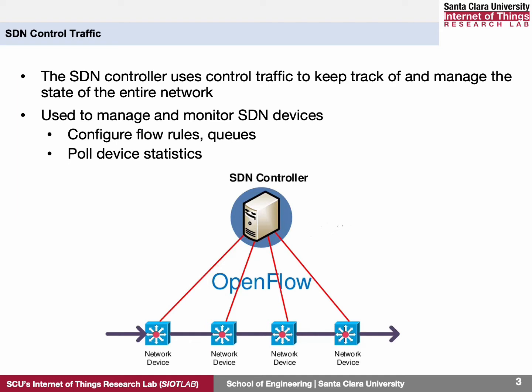So in an SDN, control traffic is very important because it is how the network controller keeps track of and manages the state of the entire network. Control type messages are used to manage and monitor SDN devices, and they can be used to configure flow rules, allocate queues, and even to pull device statistics such as flow rule usage and port usage.